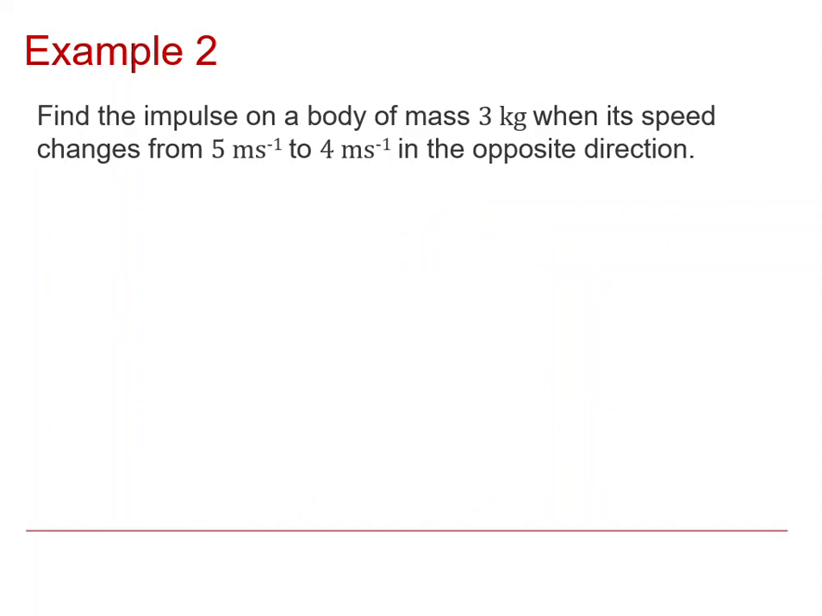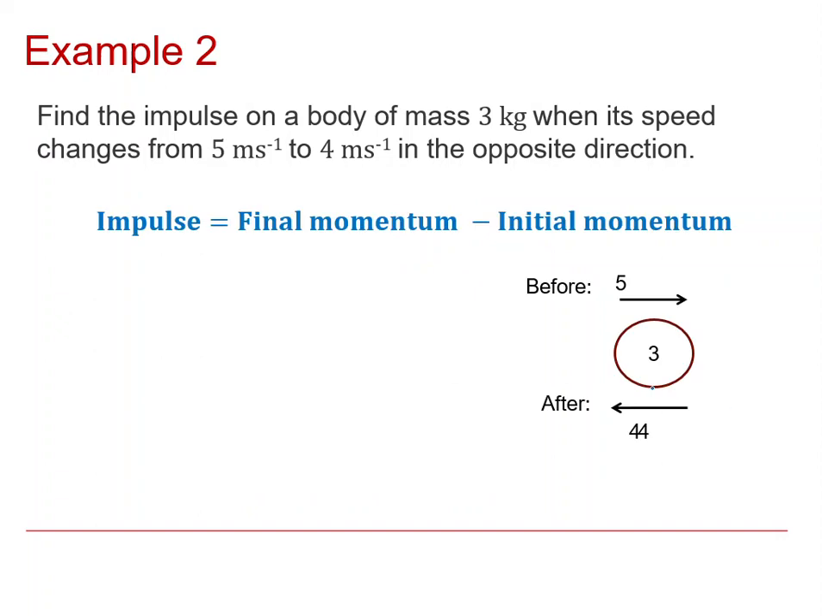Now let's look at another problem which is just as simple but with slightly more complicated numbers. If we put the information in the question on the diagram, we've got the 3 kilograms showing, and we've got a change from 5 meters per second to the right. We'll take it to 4 meters per second to the left.